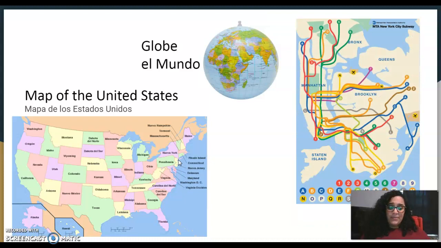Here's another map that I'm pretty sure a lot of you are familiar with. This is called the New York City subway map. And this map just shows us the directions of the subway lines. Without those, we would have no idea where the train was taking us.